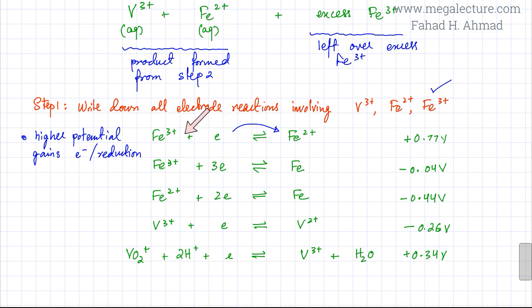Fe3+ would be the one gaining electrons because it has the highest electrode potential. So next I'm going to figure out which species is the one that's losing electrons. It's the lowest electrode potential that loses electrons, has the highest tendency to lose electrons or get oxidized. So from all the substances whose electrodes are given over here, the lowest electrode potential is for this equation over here, minus 0.44 volt. So it's going to be Fe that would be losing electrons.